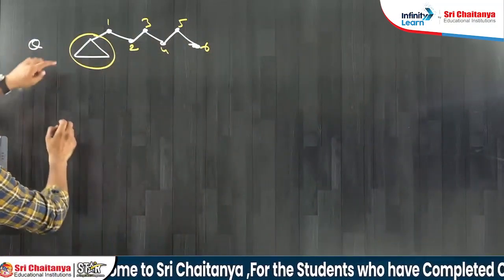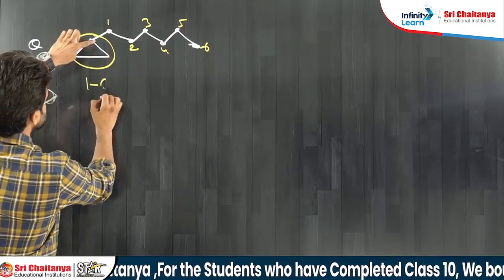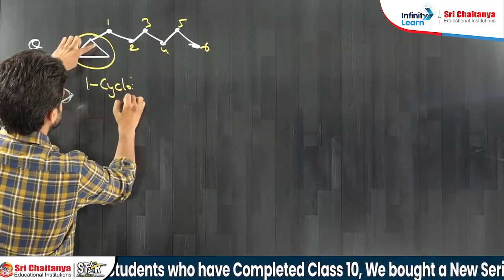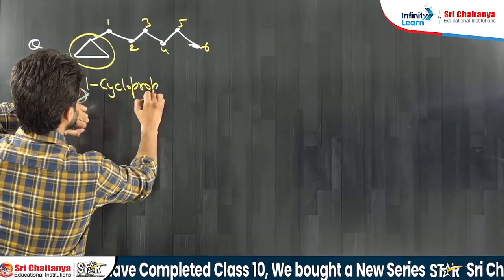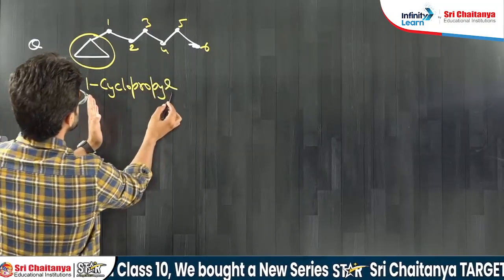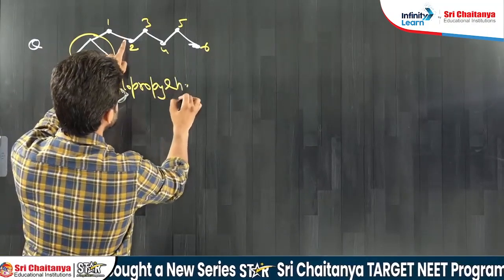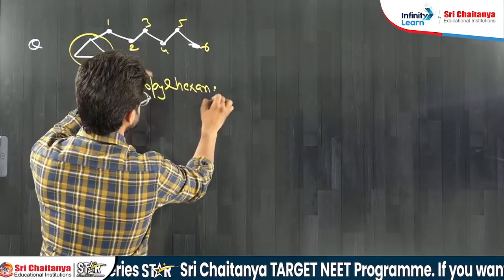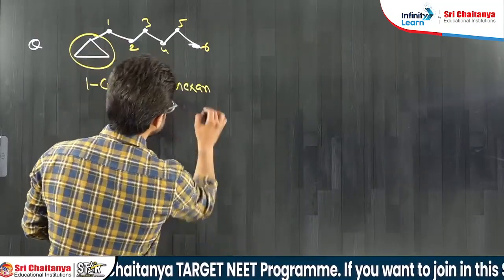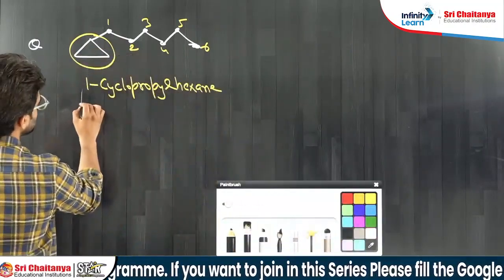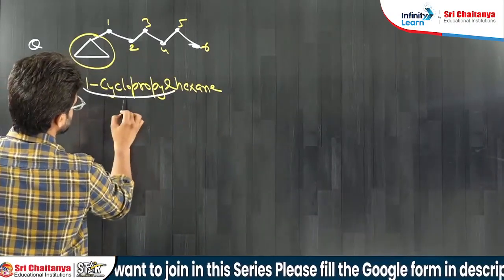My substituent is what now? My substituent is 1-cyclopropyl. It is my substituent. And what is the main chain? Hexane, right? It is hexane. Clear, bacha? So you will see this is our substituent part.